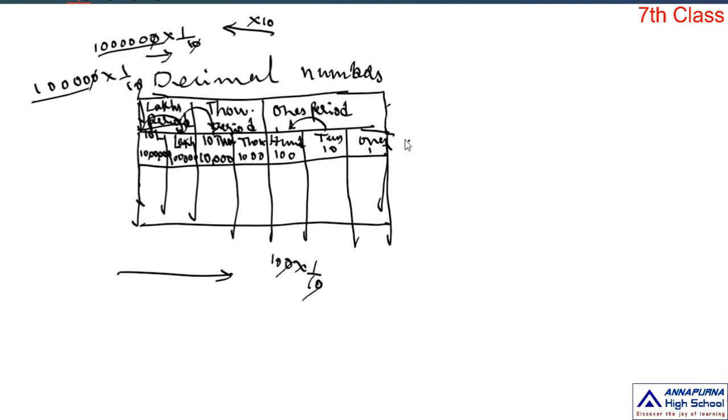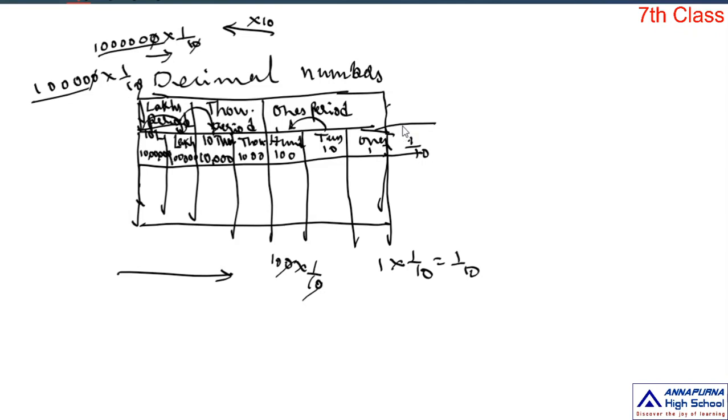What is the place value of the one before the ones place? Its place value is 1/10 part of the one's place. That means 1 into 1 by 10. How much will we get? 1 by 10. So the value of this one is 1 by 10.